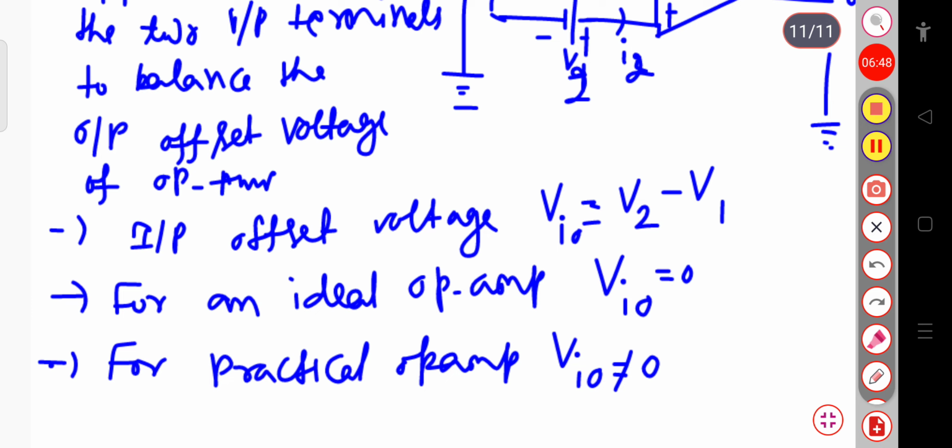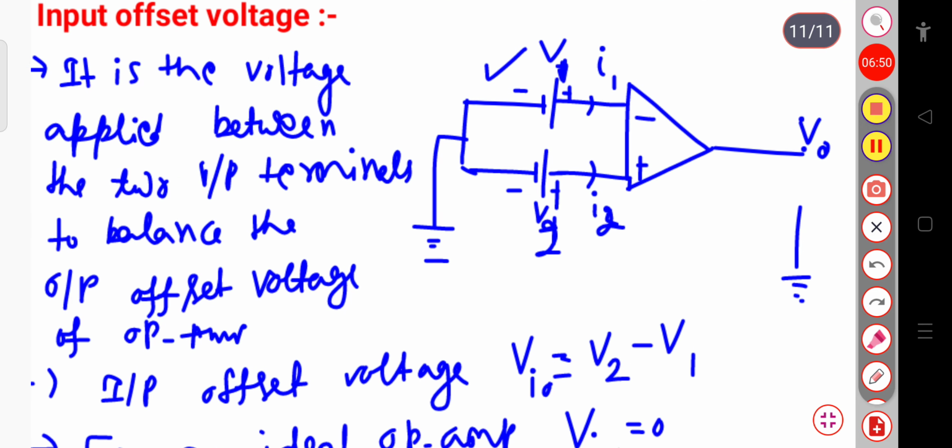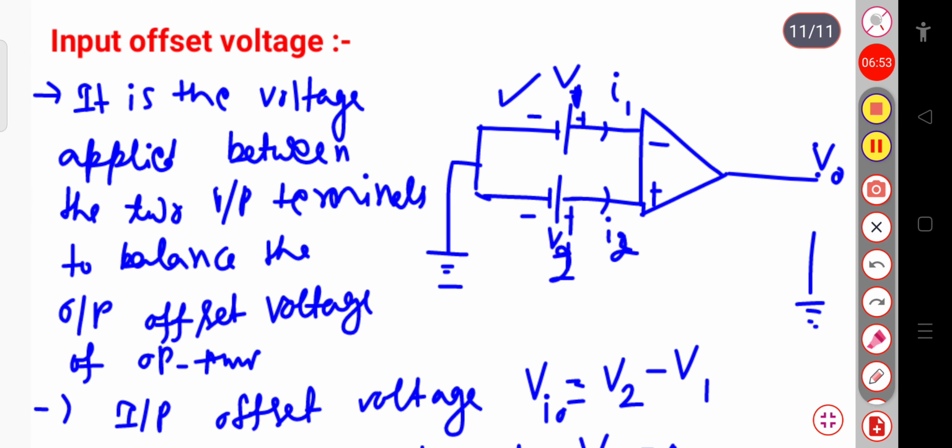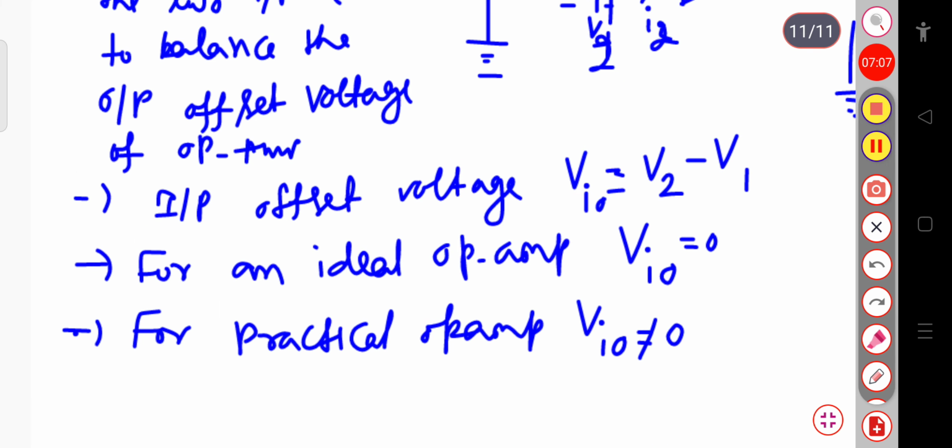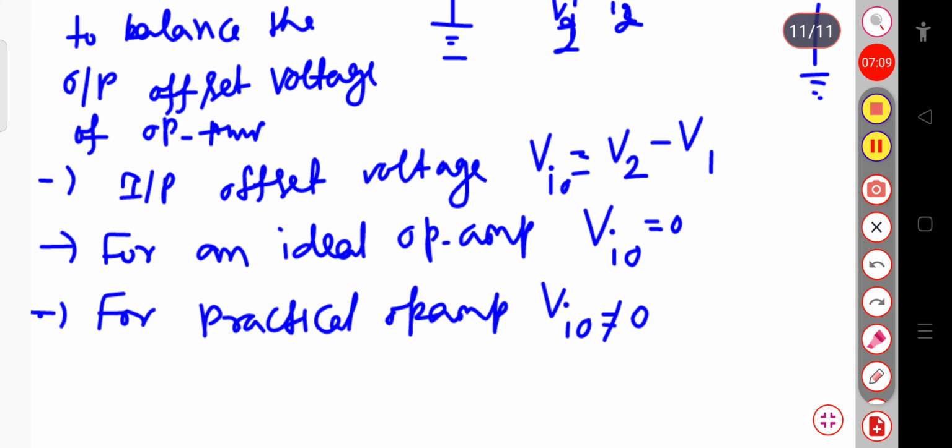To balance the output offset voltage, the signal that we apply across the inverting and the non-inverting terminals is called the input offset voltage. This is basically the difference between the inverting terminal and the non-inverting terminal, V2 minus V1. For the ideal op amp, the input offset voltage should be equal to 0, but for the practical op amp, you will not get exactly 0.